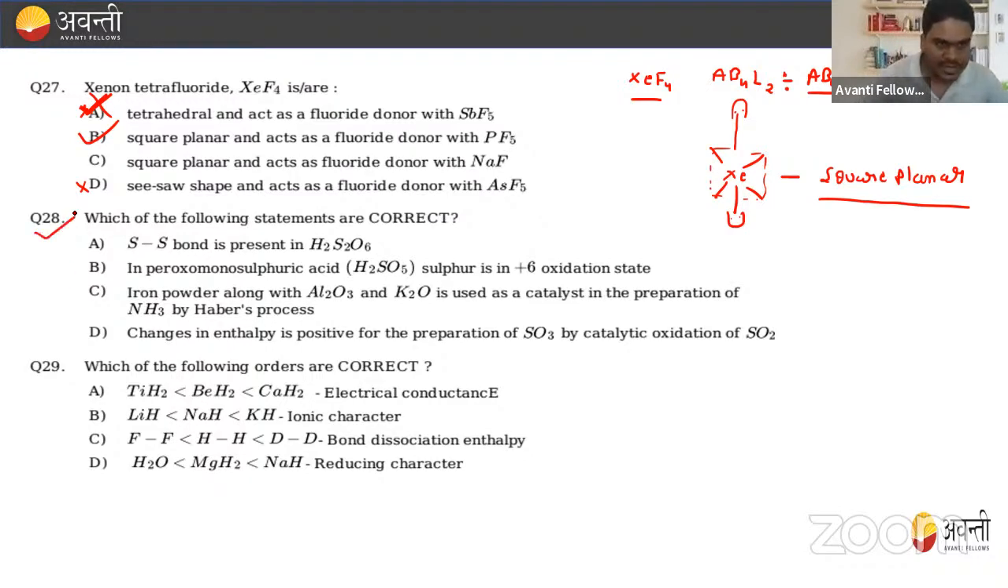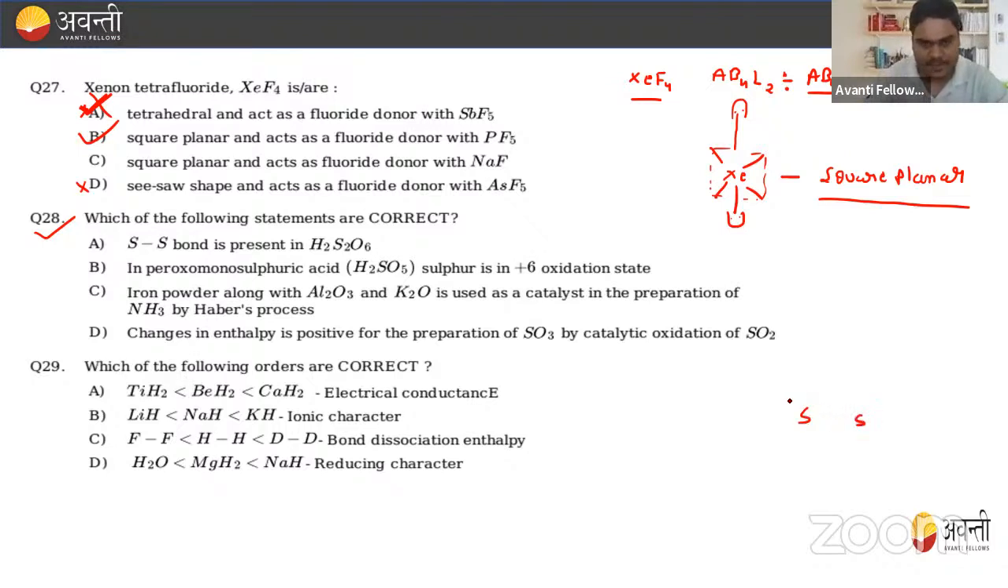Now, move to the 28th question, right? So what the question asks is, which of the following statements are correct? So you have to identify the correct statement. First, S-S bond is present in H2S2O6. So whether the S-S bond is present in H2S2O6 or not? Yes. So in case of H2S2O6, the S-S bond is present. So how will you draw the diagram?